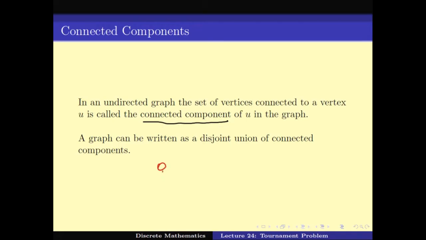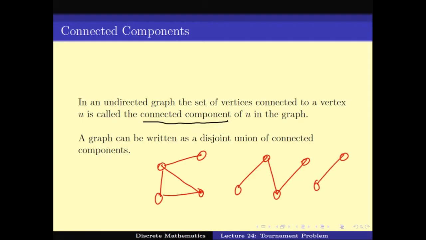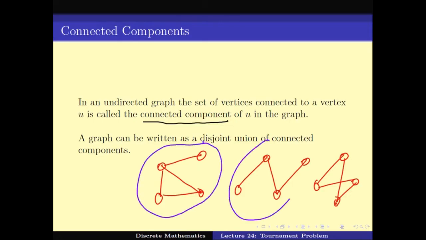For example, if I have a graph like this, note that if this is the whole graph, then the connected components are: this is one connected component, this is the other connected component, and this is the other connected component. There are three connected components here, right? Good.